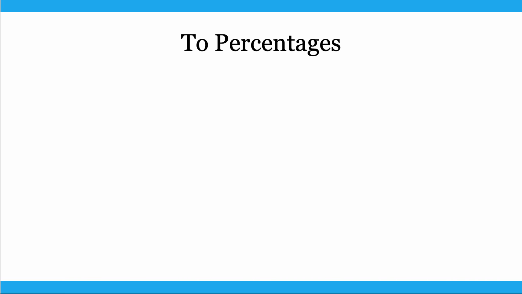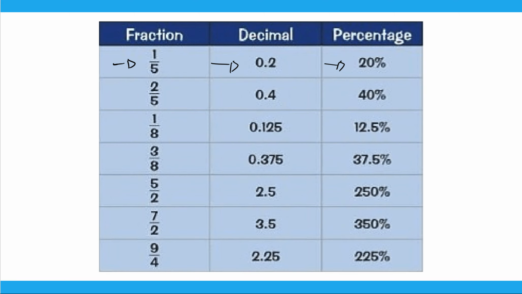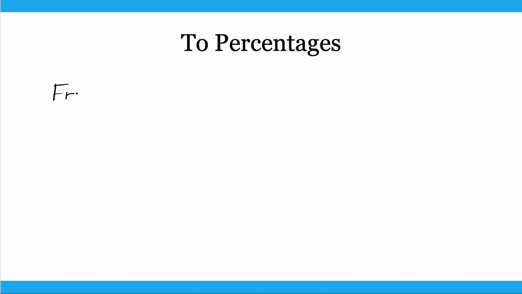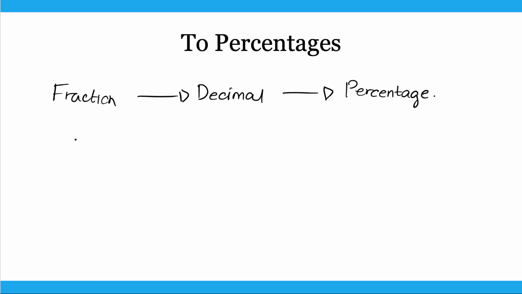Okay, now whatever we have, how do we turn it into percentages? So let's go back to the table that we looked at before. 1/5 to percentage is 20%. So we start off from a fraction, we turn it into a decimal, and then we turn it into a percentage. Or if you have a fraction which is easier to get to 100 as the denominator, you can use that way. So first I'll show you this way.